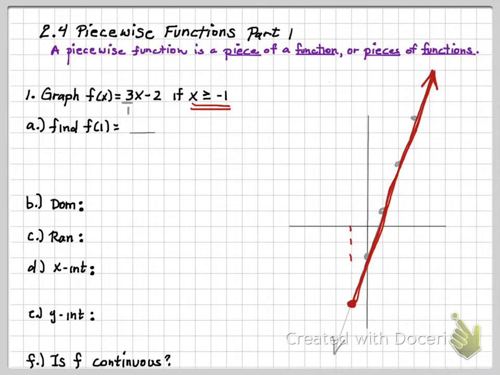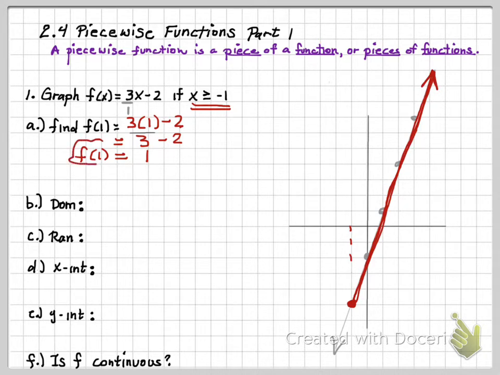All right, welcome back. What we're going to do is handle this A through F business using this new piecewise graph. So part A, I want F of -1. That's easy, right? We're just going to put 1 into our equation. So this is just 3 times 1 minus 2, which is 3 minus 2, which is 1. So F of 1 is 1.